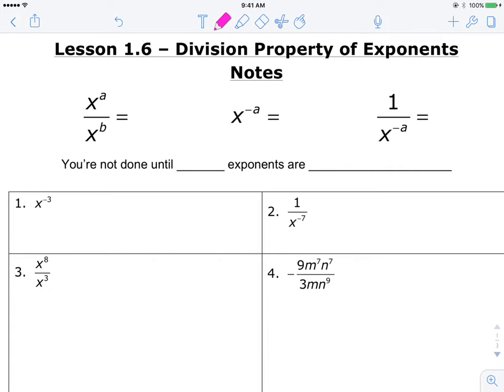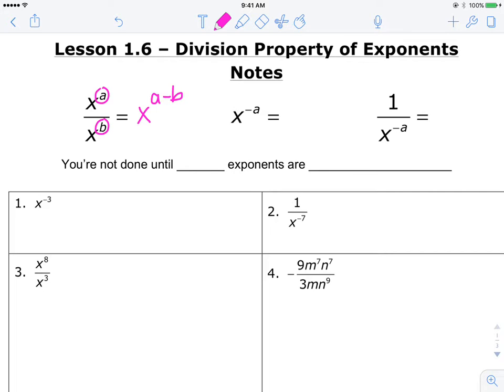All right, our notes today are talking mostly about the division property of exponents. So the rule for this is represented here just at the front. If we've got two of the same bases, x over x, and we're dividing, then we get x to the power of a minus b. So whatever their exponents are, you subtract them.